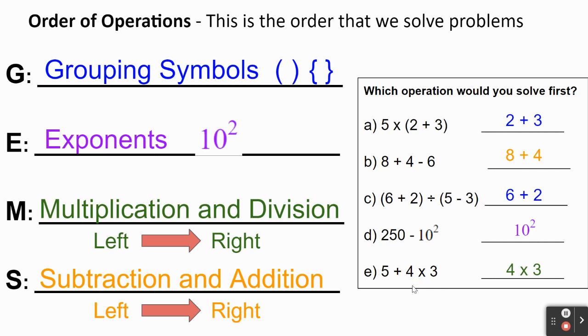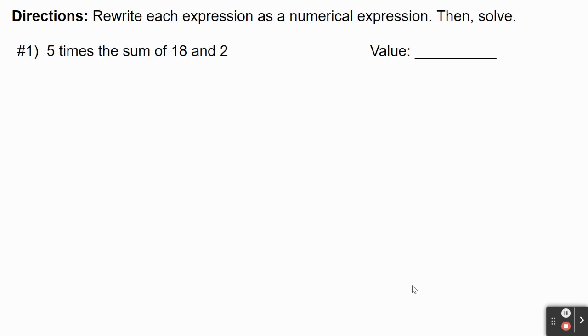Now let's move on to numerical expressions. Here we have 5 times the sum of 18 and 2. We're going to rewrite this as a numerical expression, which means we're using numbers and operations. First we have 5 times. Well, we know times is multiplication, so we're going to do 5 and the multiplication sign.